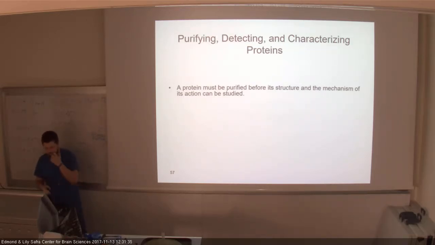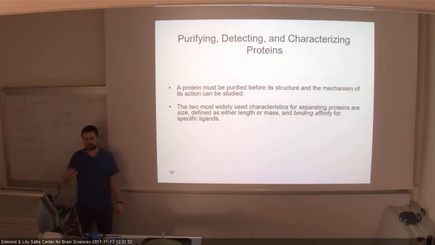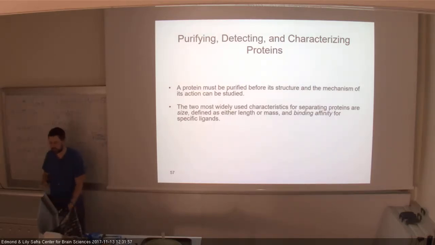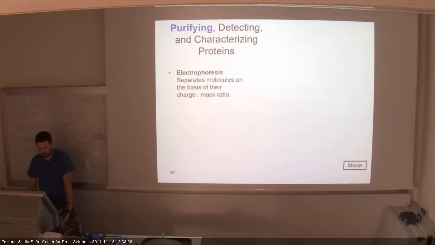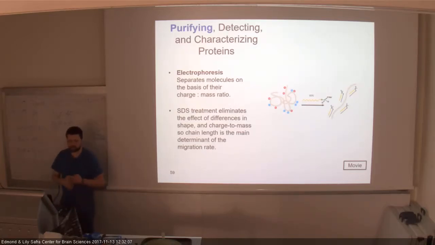So the first step is purification, and we'll describe two types of purification. One of them is purifying the protein according to its size or molecular weight, and the second one is affinity purification by specific properties of that specific protein that we know in advance. The most common way to separate or purify protein in the lab is through a process called electrophoresis, which separates according to size.